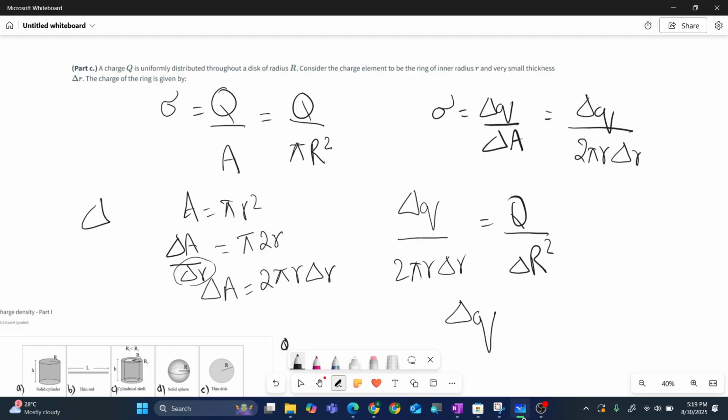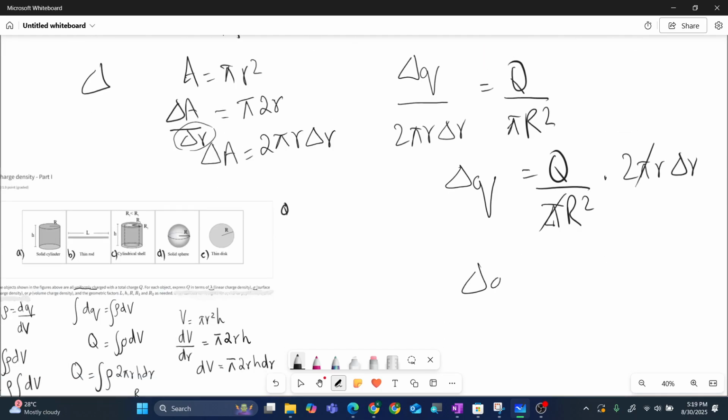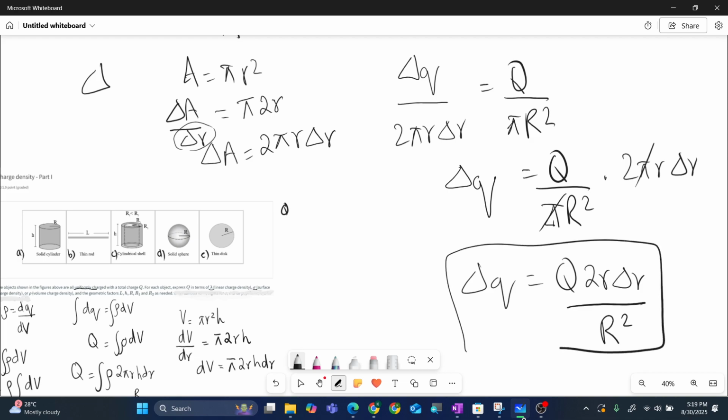So this is going to be Q over pi R squared times 2 pi r delta r. Cancel this pi, and we are going to get delta q equals Q times 2r delta r over R squared. So this was all for the charge density.